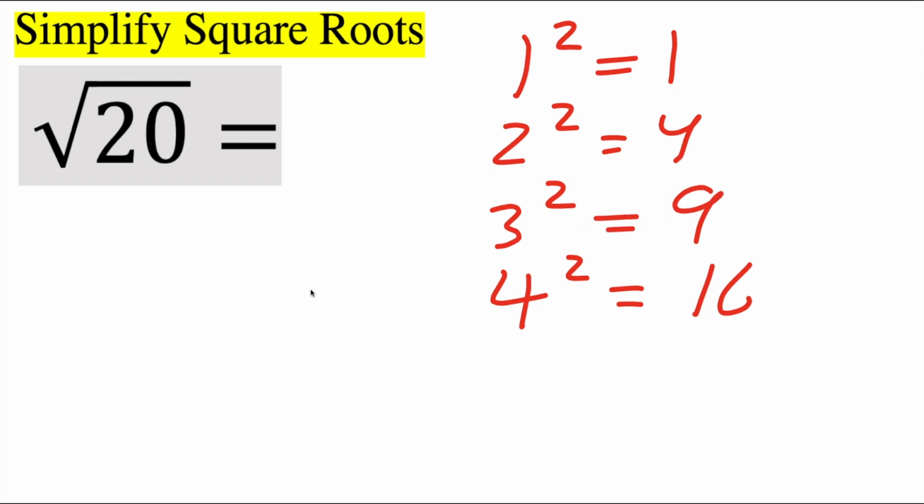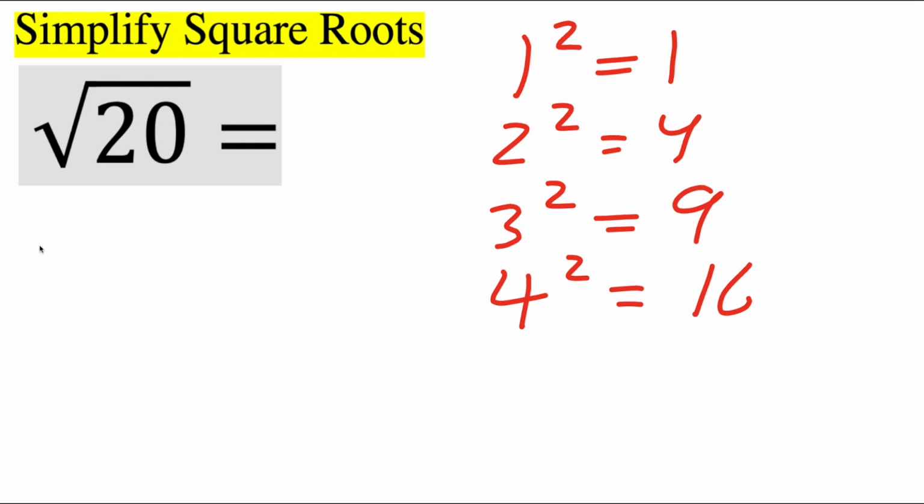The way we're going to simplify this is we think, what is the biggest perfect square that can be divided into 20? So 20 divided by what perfect square would give you a whole number? Obviously, 1 always works. Now, 2 squared is 4. We could divide 20 by 4 and we would get 5. And that would actually work. So let's try this out.